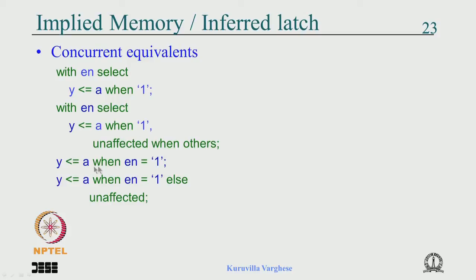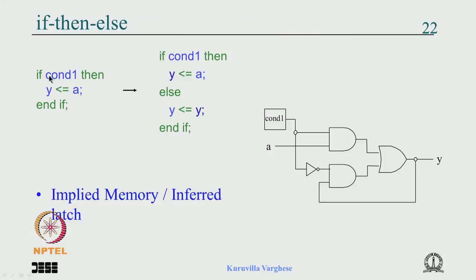Similarly for when else, y gets a when enable is 1, we do not say else, then you get the same thing, or you say y gets a when enable is 1, else unaffected. So for concurrent statements there is a syntax called unaffected, which means it retains the same output. Even for sequential statements there is a thing called null which gives the same effect. You can say if condition 1 then y gets a, else null, meaning y will remember the previous value.